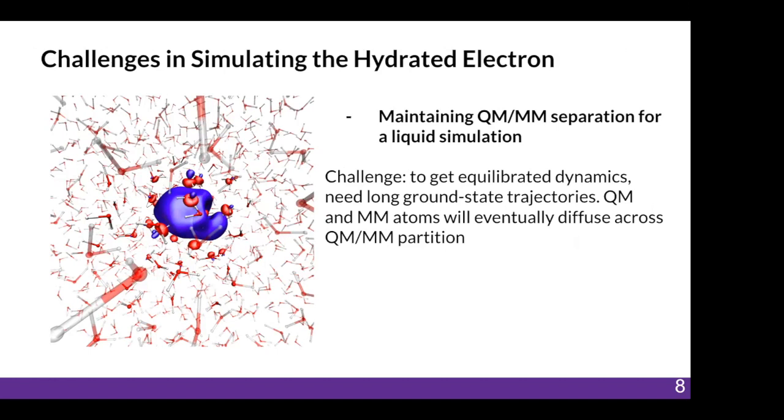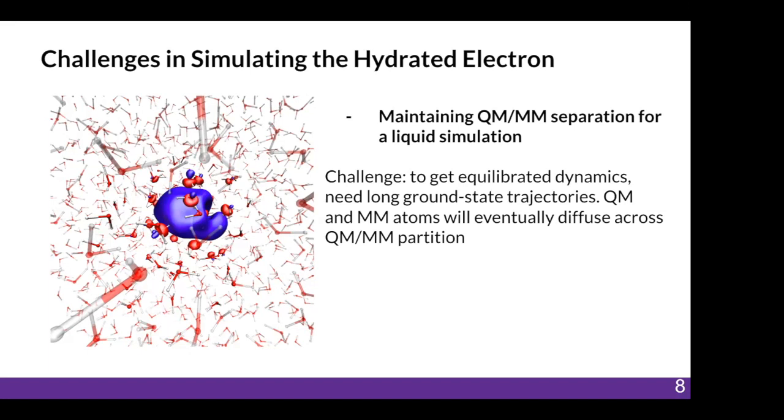level of theories. And so in order to be able to resolve ensemble average properties and also to be able to get reasonable snapshots for excited state dynamics, reasonable snapshots for the initial event of photoexcitation, we need to be able to equilibrate the system. And to equilibrate the system, we need to get long ground state trajectories. And if we try to run long ground state trajectories in this traditional QMMM formalism that we have here, the QM and MM atoms will eventually diffuse across the partition.